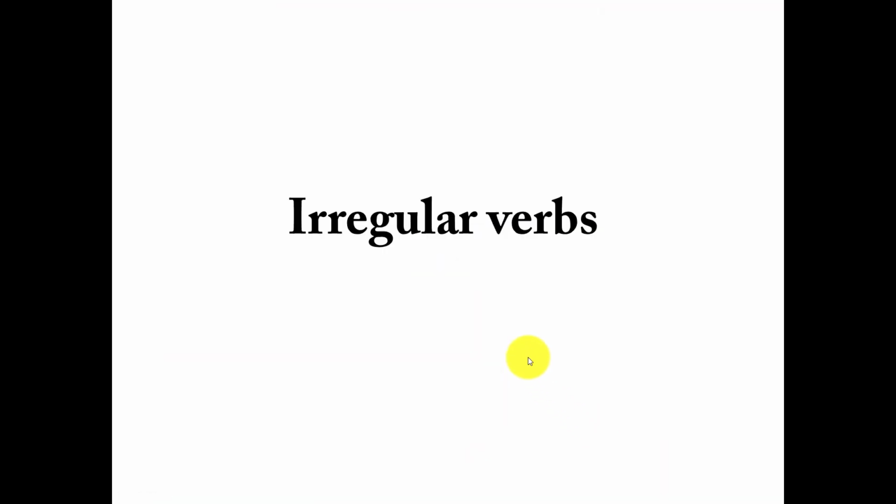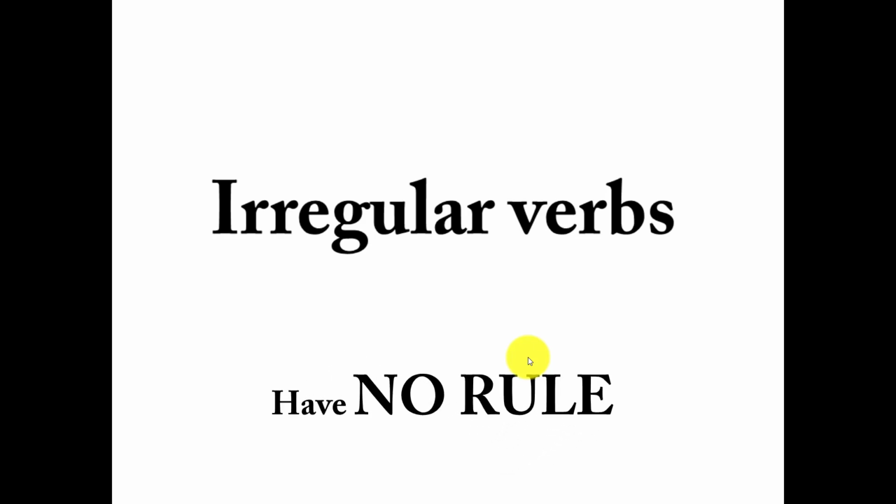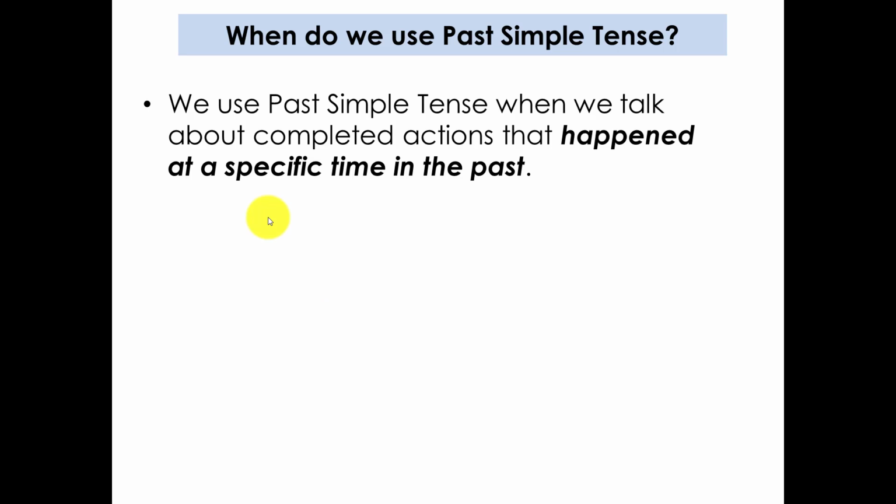So as you see here, irregular verbs have no rule. And to avoid making mistakes with irregular verbs, you will need to learn them by heart. So now let's recall the use of simple past. When do we use simple past? We use past simple tense to talk about completed actions that happened at a specific time in the past, which means we know exactly when the action happened, right?